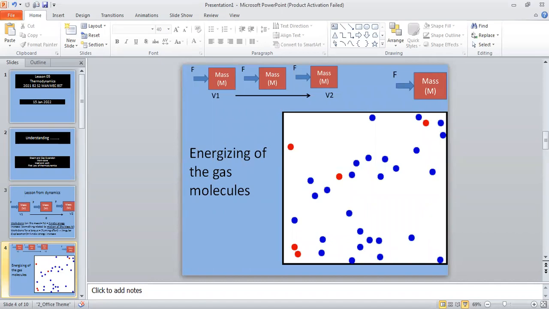So how do we make these particles, these molecules, become more energized? How to make them energized? Yes, that is our approach today before we go for the laws. So how to energize?